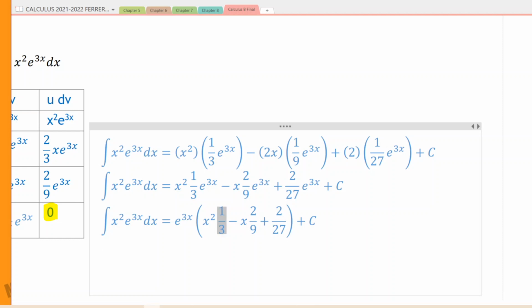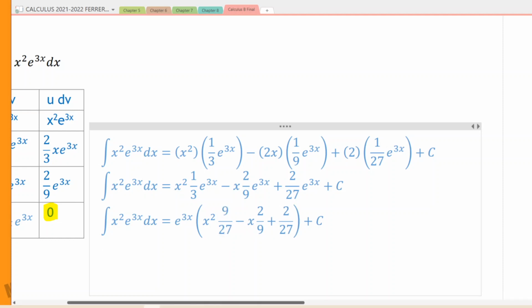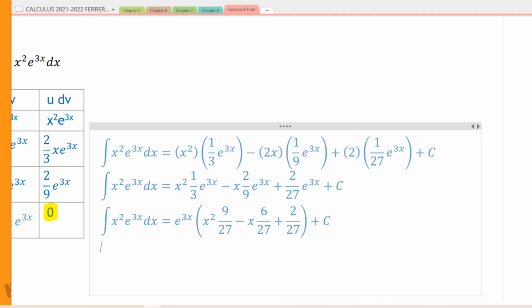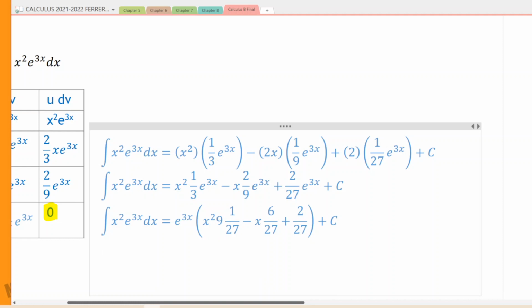So I'm going to try and get all of these to look like a 27. So this 1/3 over here, that's the same thing as 9 over 27. 2 over 9, well, that's the same as 6 over 27. And then let's simplify that further. Simplify is kind of weird, but 9 over 27, that's the same as 9 times 1/27, which we can just put in front of the x squared.